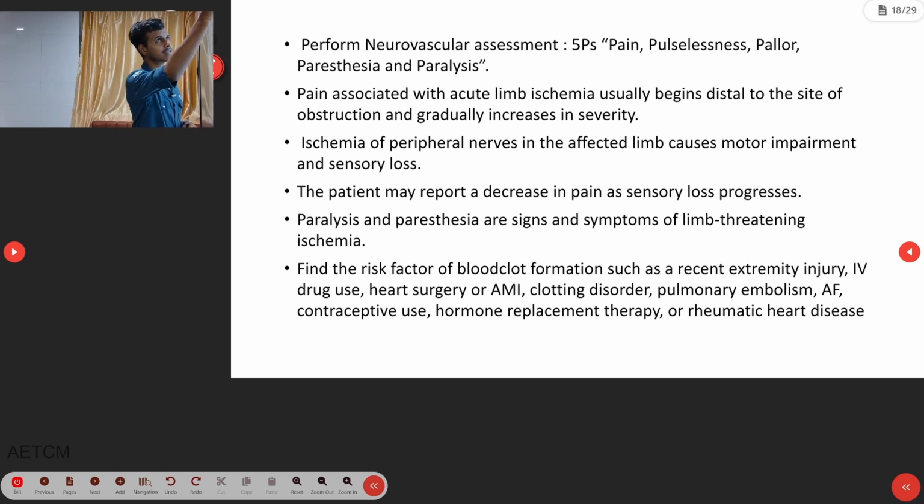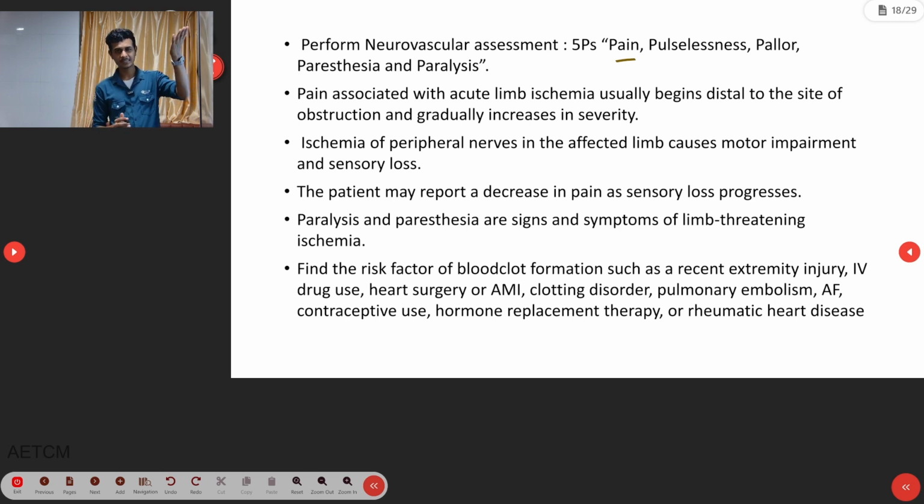So when will pain arise? If there is any ischemia to your peripheral nervous system, that will cause pain. Mainly the person will complain of pain distal to the blockage area. If it is happening in the calf muscle, the person will complain of pain distal to the calf muscle. Pulselessness means complete obstruction of the artery, so we can't palpate the pulse. Pallor is again the same thing, because of the complete obstruction of your artery.